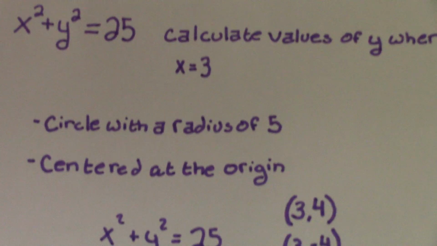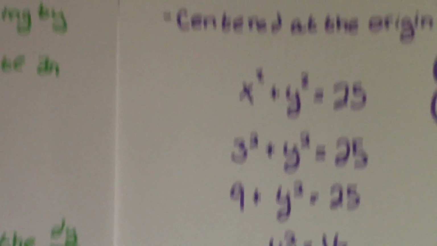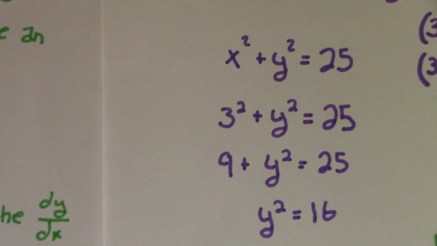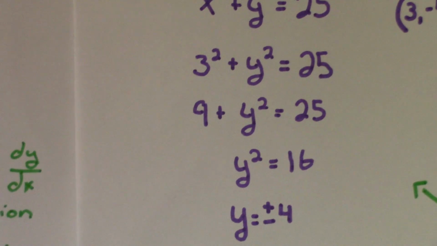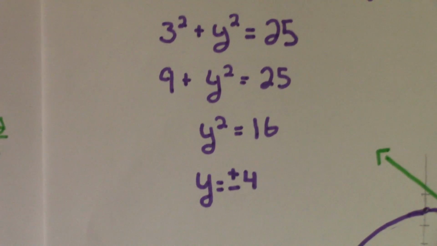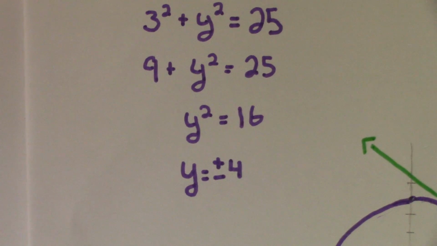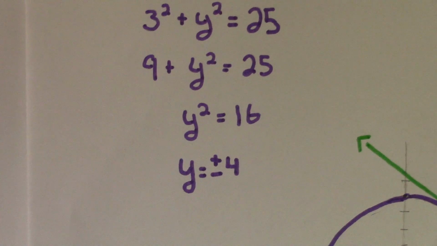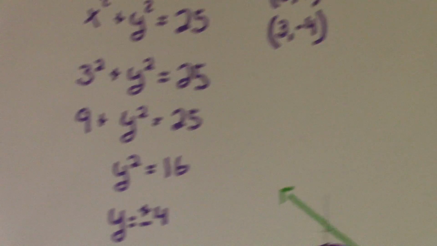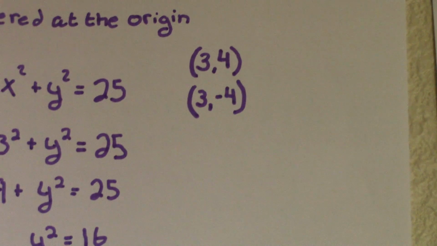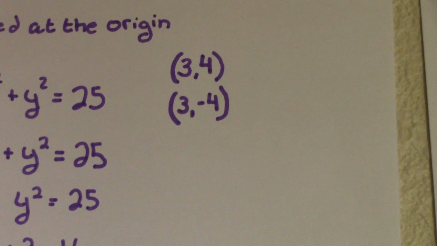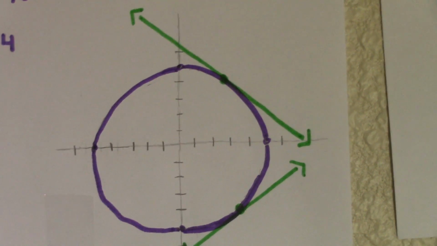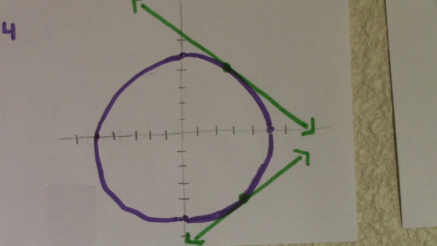Since I want to find values of y at x equals 3, I wrote the equation again, substituted 3 for x, and solved for y. Y squared ends up being equal to 16, and 16 has two square roots, positive 4 and negative 4. We have to use both of those. So the points we get where x equals 3 are (3, 4) and (3, negative 4).